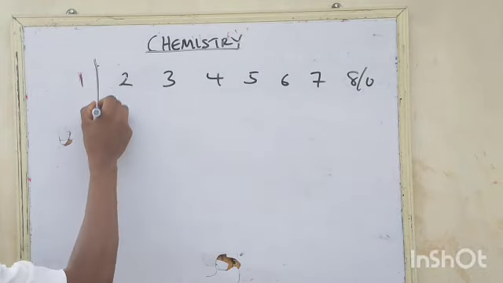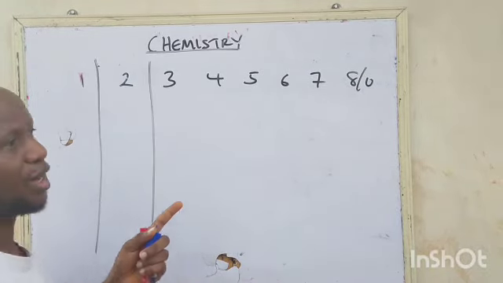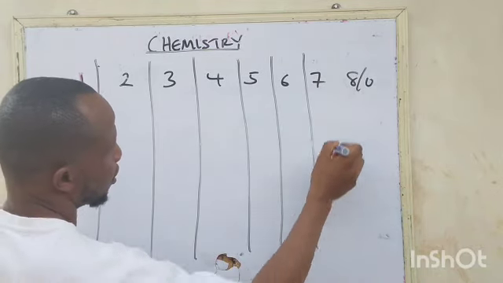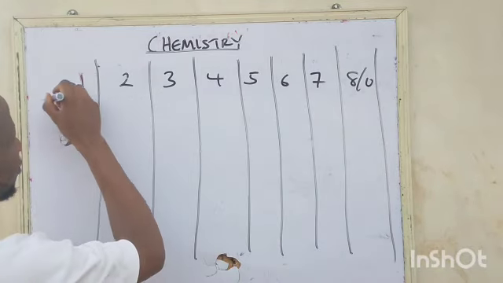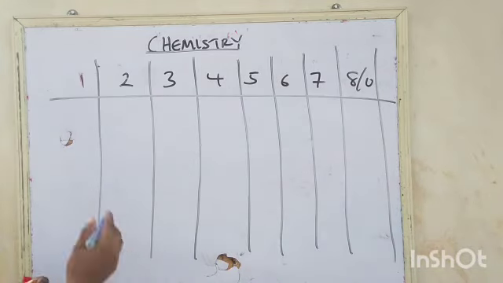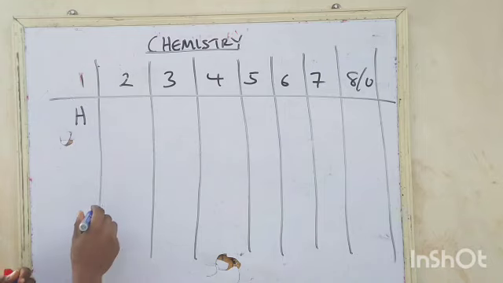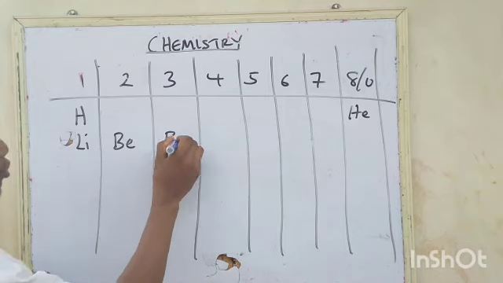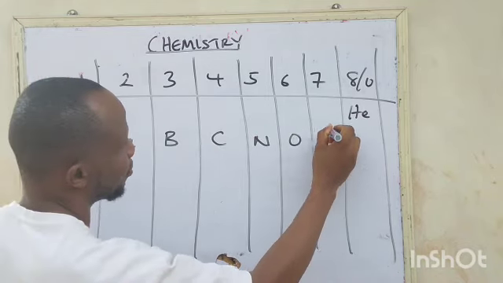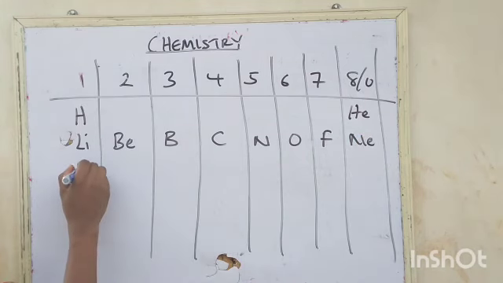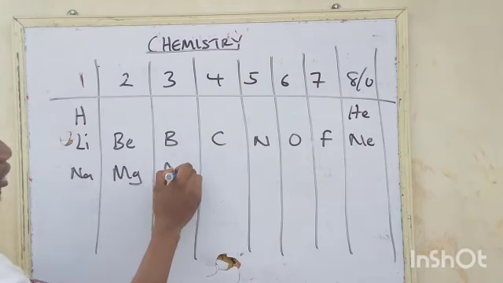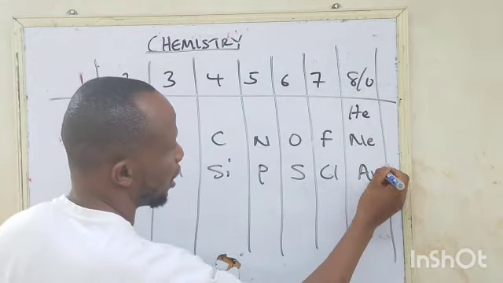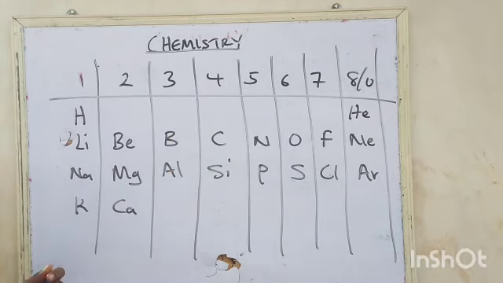8 groups or 0. The groups are the vertical lines or columns. We have hydrogen, helium, lithium, beryllium, boron, carbon, nitrogen, oxygen, fluorine, neon, sodium, magnesium, aluminum, silicon, phosphorus, sulfur, chlorine, argon, potassium, and calcium.